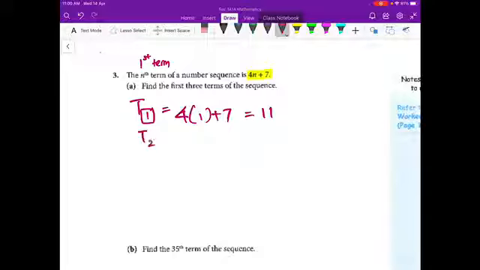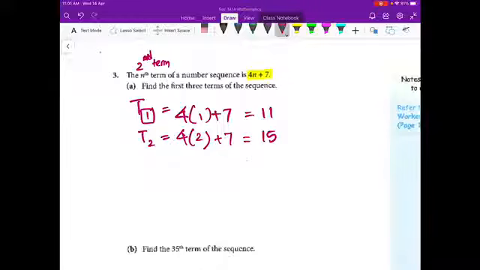What does term number 2 look like? Term number 2, the second term. Wait, you're too fast already. Second term, I'm changing the n to become 2. So what should I be writing in the 4 bracket? 2, right? All the n become 2 already. 4 bracket 2 plus 7. What do we have? 8 plus 7. You're making me doubt my maths, no? 15. 8 plus 7, 15.